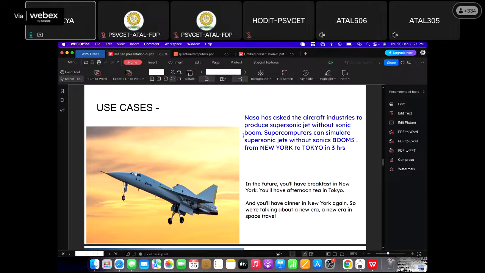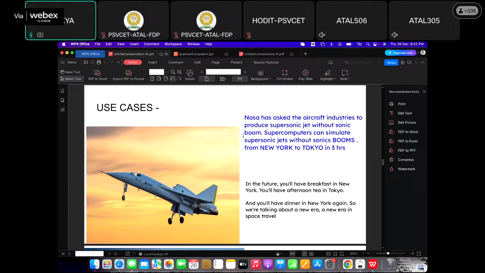Now, these are the use cases of quantum computers. Nowadays, NASA has urged the aircraft industries to produce a supersonic jet without sonic boom. Supercomputers can simulate supersonic jets without sonic booms from New York to Tokyo in 3 hours. The aviation companies are investing a lot of money in quantum computers.